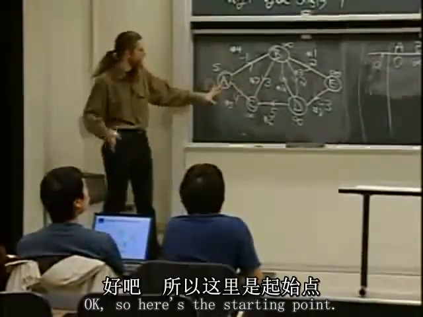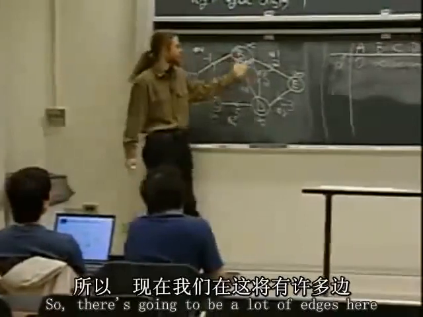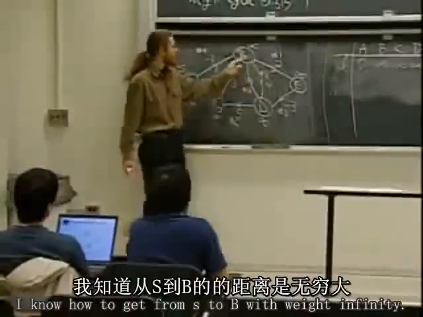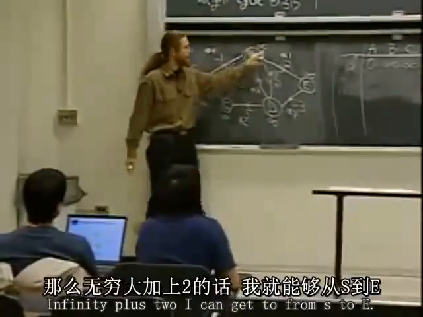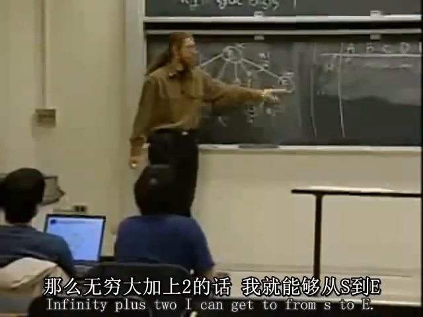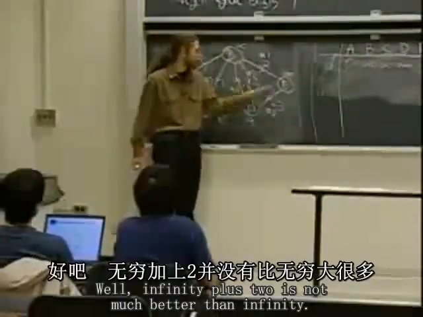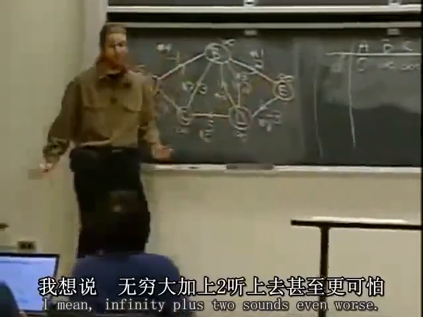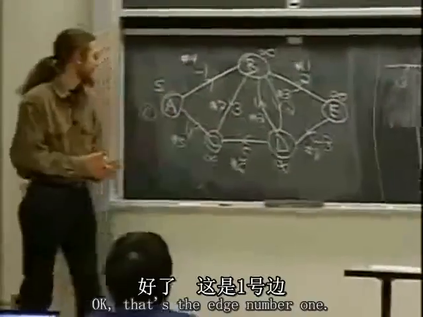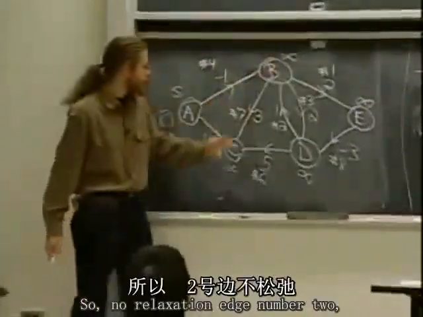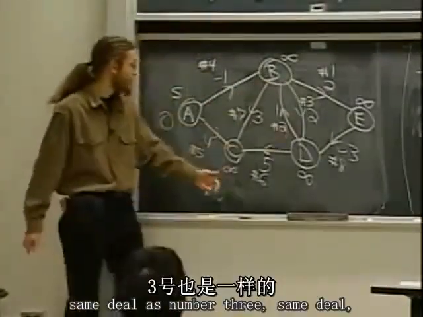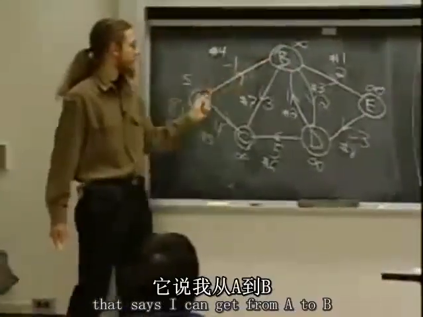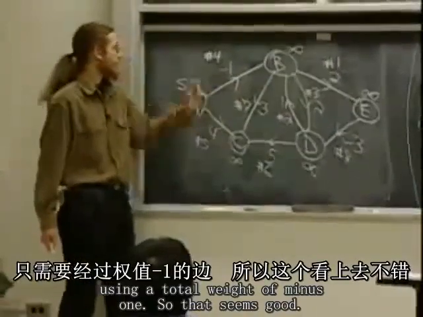Okay, so here's the starting point. Now I'm going to relax every edge. So there's going to be a lot of edges here that don't do anything. I try to relax edge 1. I say, well, I know how to get from S to B with weight infinity. Infinity plus 2, I can get from S to E. Well, infinity plus 2 is not much better than infinity. So I don't do anything. Infinity plus 2 is infinity. That's edge number 1, so no relaxation. Edge number 2, same deal. Edge number 3, same deal. Edge number 4, we start to get something interesting because I have a finite value here. It says I can get from A to B using a total weight of -1.